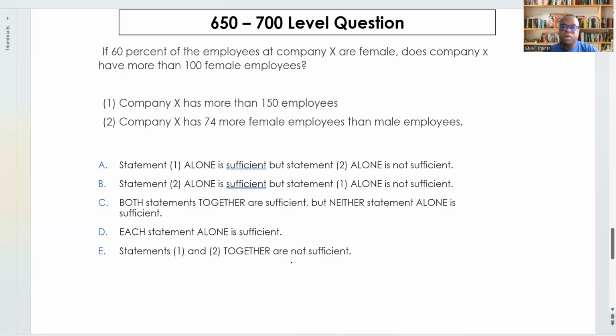If 60% of employees at company X are female, does company X have more than 100 female employees?